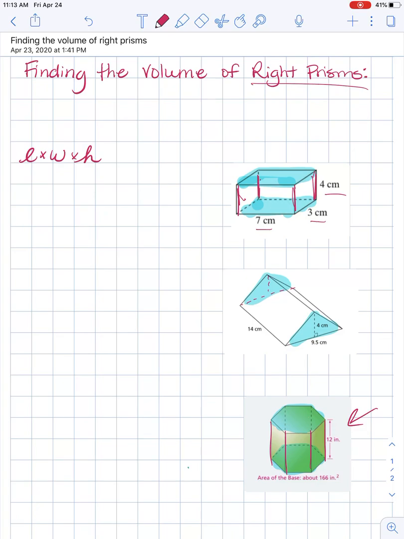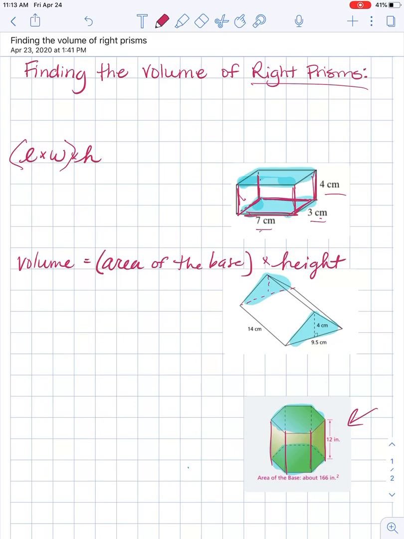However, what we are going to do with any right prisms is, the volume, I'll write it on this line. Volume is equal to the area of the base times the height. And so if you think about what we were doing last week with a rectangular prism, length times width times height, well, if we're finding the area of a base, in this case we would do 7 times 3. That's length times width. That is the area of the base times the height, right?